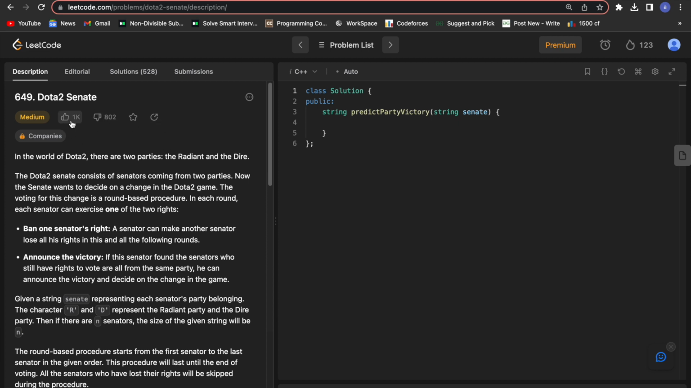And you can see the likes and dislikes. There are 1k likes and 802 dislikes. There are a few reasons for dislikes: the question description may change after some time, or the question is very long and people really struggle to read it, so they may dislike it. So without wasting any further time, let's go into the question.